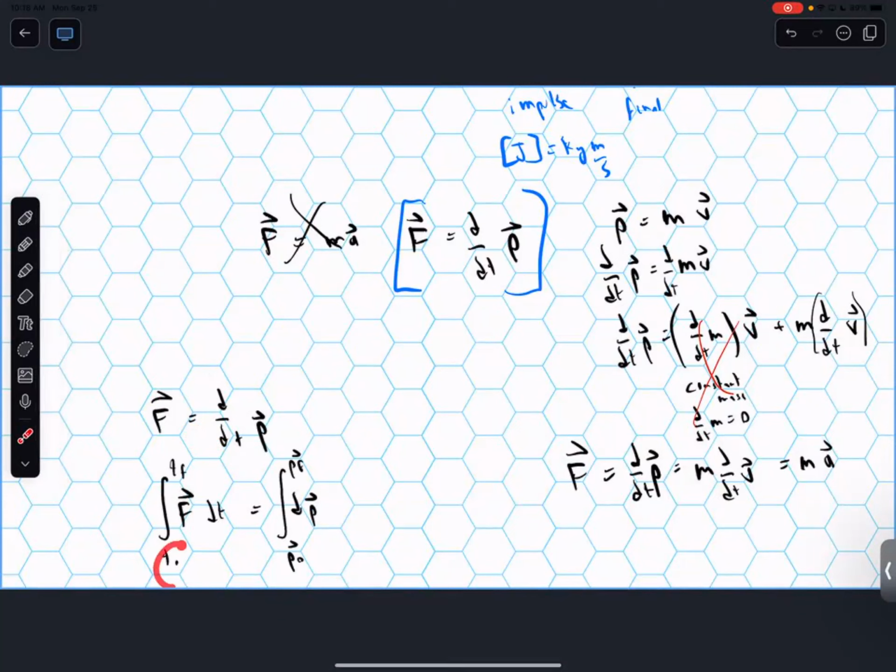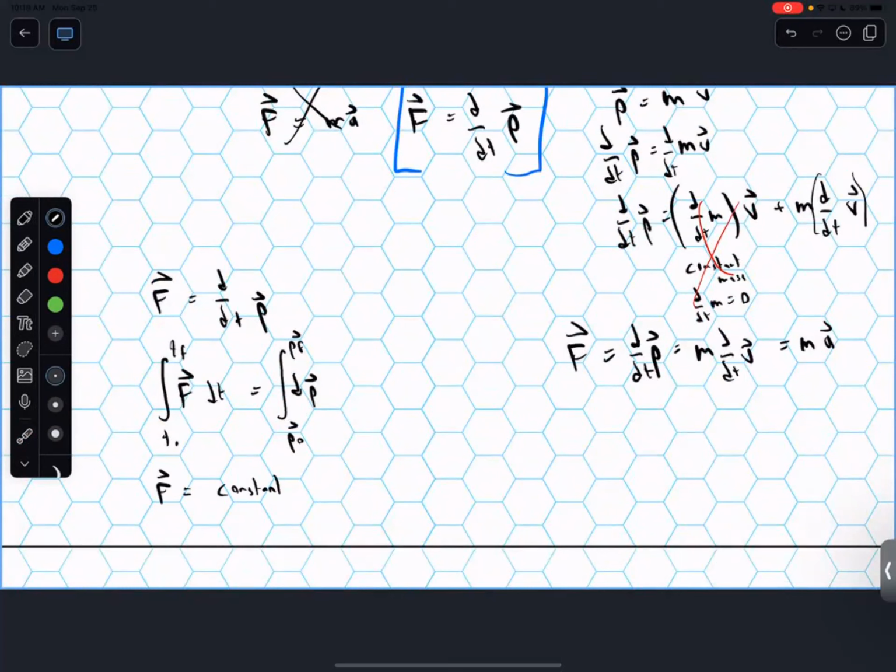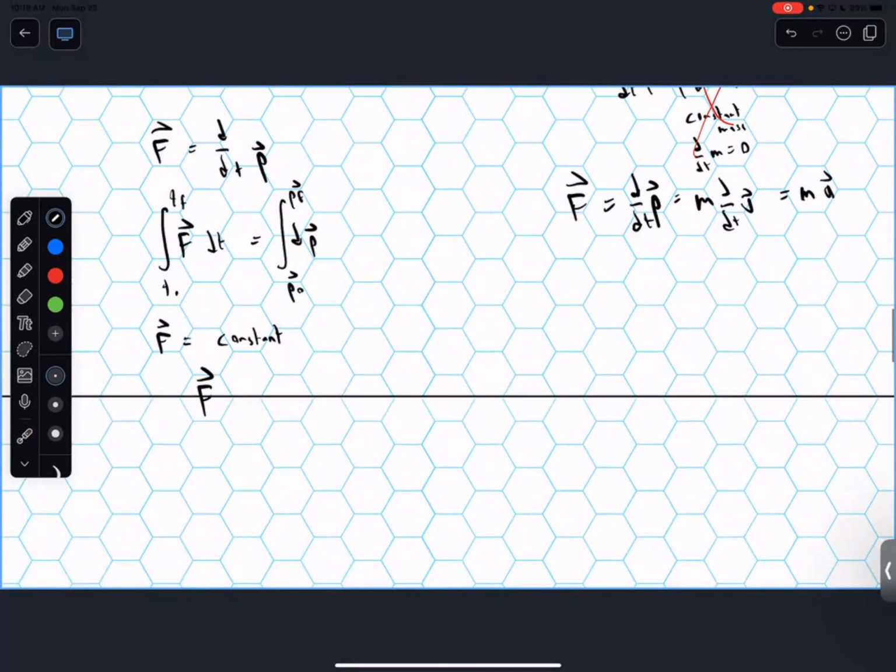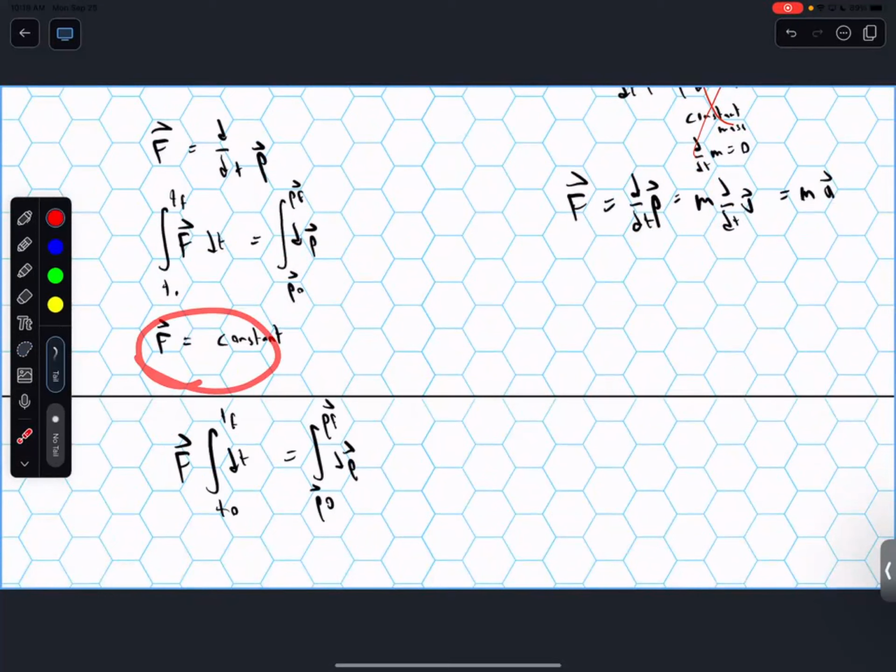Okay, so I can go ahead and write that out. If I say that F equals a constant, then I can simplify this a little more and write F times the integral from t naught to tf of dt equals the integral from p naught to pf of dp. All I've done here is that F is a constant. It doesn't depend on time by definition, so that allows me to pull it out of the integral, because it's just multiplying an integral by a constant.